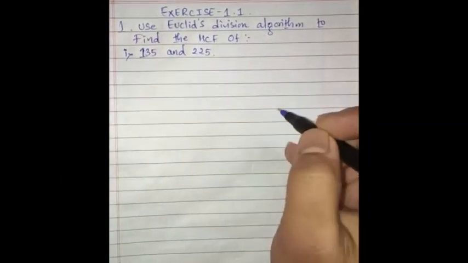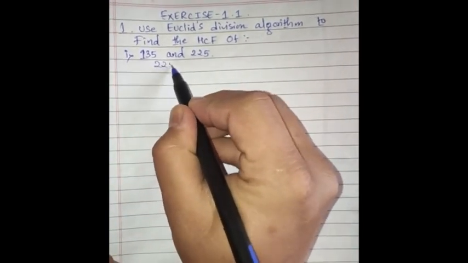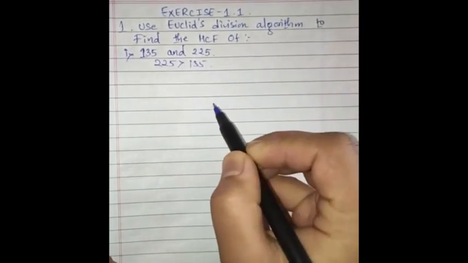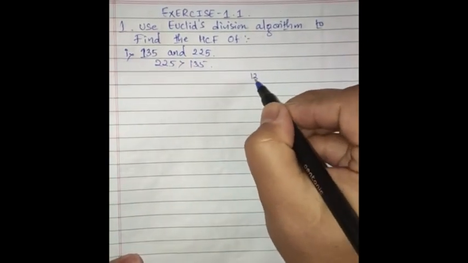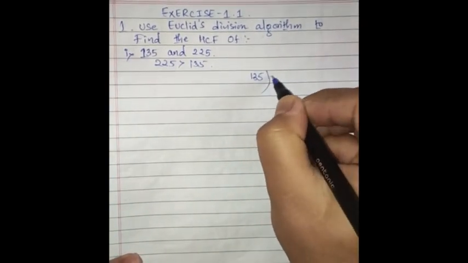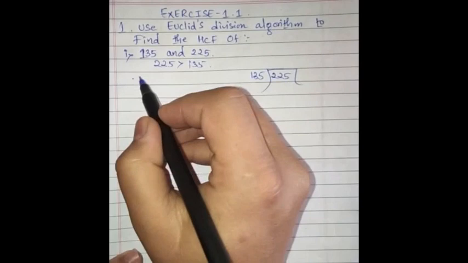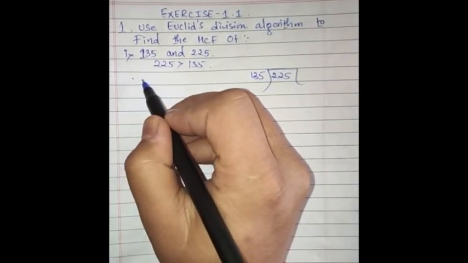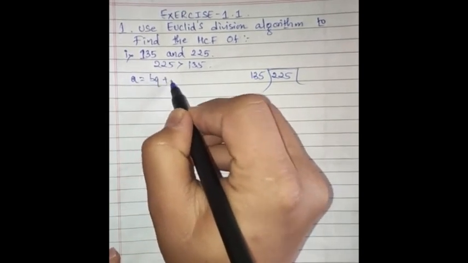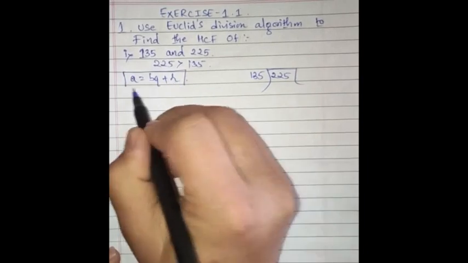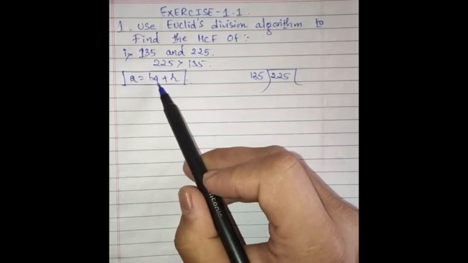So students, this is our first question, right? Here we have to look at which one is greater first. 225 is greater than 135, or 135 is smaller than 225. So our divisor will be 135 and dividend will be 225. Remember, we have to follow the Euclid division algorithm, that is, Euclid's division lemma, isn't it? So a equals bq plus r. This is the form it has to satisfy, and we have to get two such unique integers, that is, q and r.